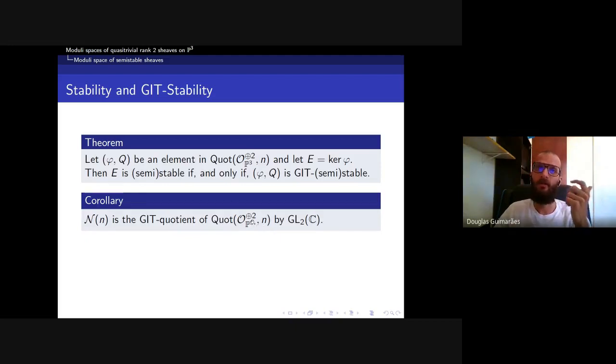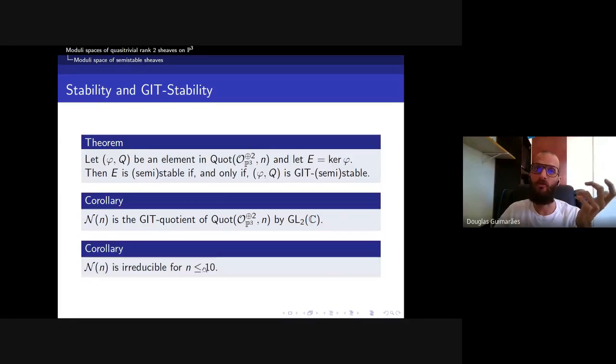And since our moduli space is this GIT quotient, if the Quot-scheme is irreducible, then the quotient is also irreducible. So for n less or equal than 10, our moduli space is irreducible as a corollary of this. So what we will do now is construct an irreducible component for this, and for n less or equal to 10 it is the only component of our moduli space. Thus, in some sense, it describes our moduli space.